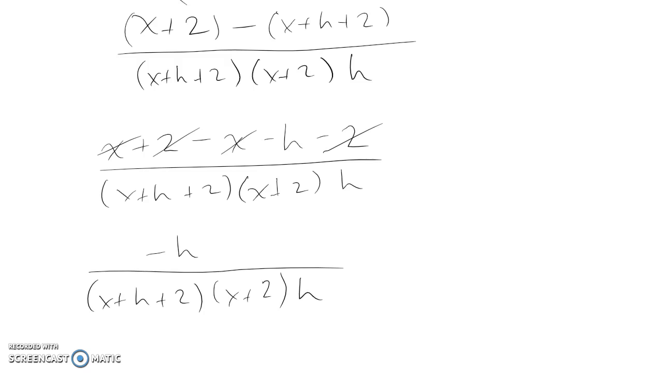But it turns out now this h is a factor. And what we're left with when we cancel that factor in the numerator is a negative 1. And in the denominator is our LCD, x plus h plus 2 times x plus 2. There's no need to multiply the denominator out for our final answer.